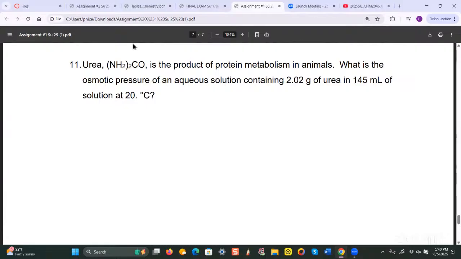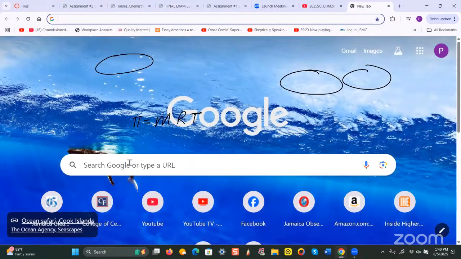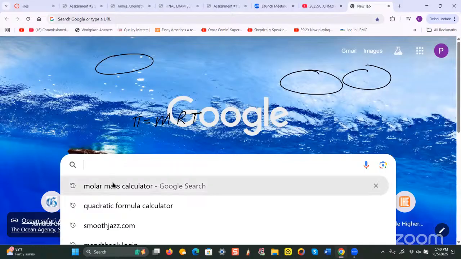So the equation you're going to use is pi is equal to MRT. M is the molarity, R is the molar gas constant, T is the temperature, and pi is the osmotic pressure. So they did not give us the molarity, but they gave us the mass, they gave us the volume, and they gave us the formula, right? So we need the molar mass. So again, you know me, how lazy I am. I'm going to use the molar mass calculator.